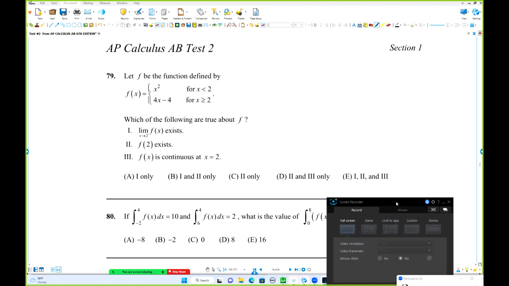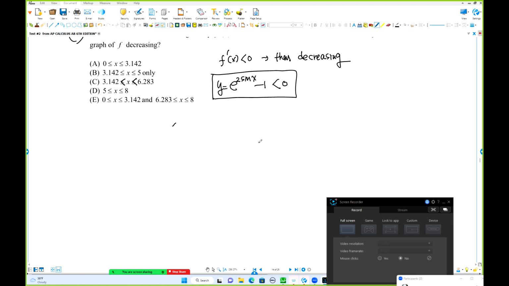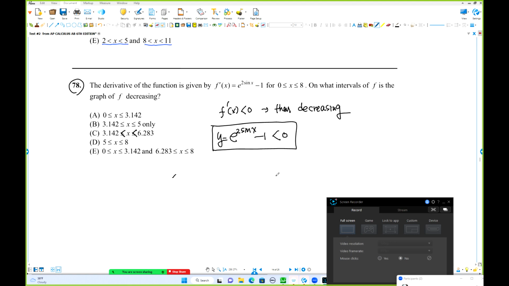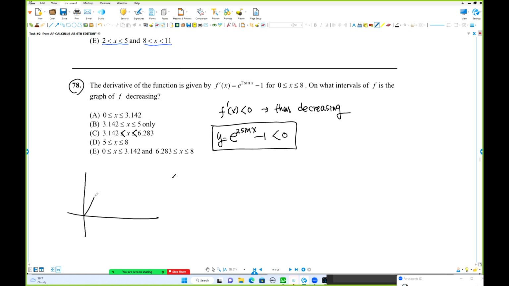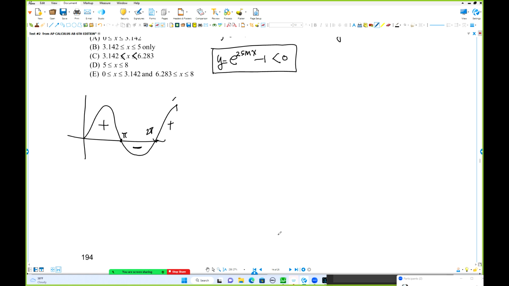All right, number 79. Number 78 is okay. You have to use your calculator and find out which sections. I'm going to show you this one more time. When you make the graph, you got this one. This is pi to 2 pi. From this side, the minus part is all the way decreasing, right? From here to here, pi, it is increasing. Is it okay? The graph looks like this one.